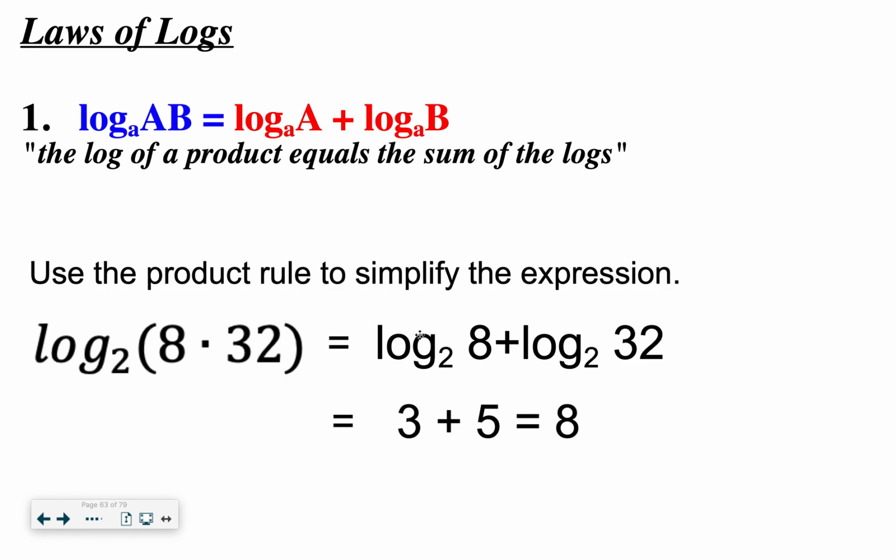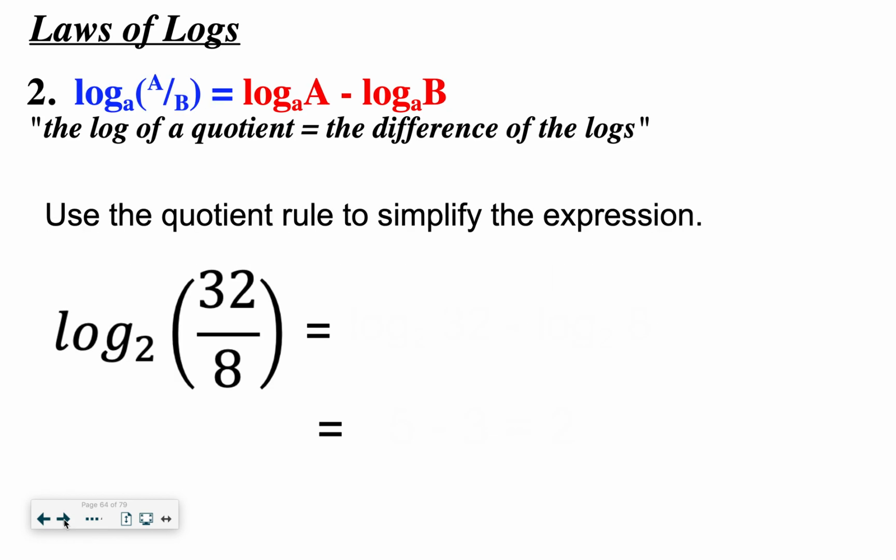So I know that this one, log base 2 of 8 is 3. Log base 2 of 32 is 5. And 3 plus 5 is 8. So just a quicker way, if you're comfortable with logs, that is, a quicker way to evaluate this using the product rule.